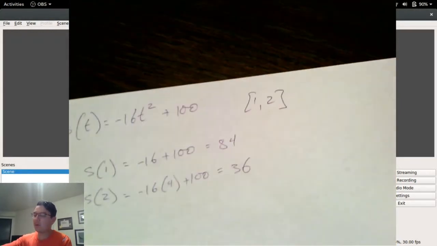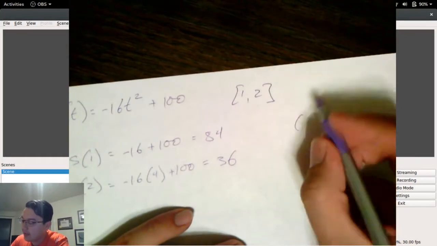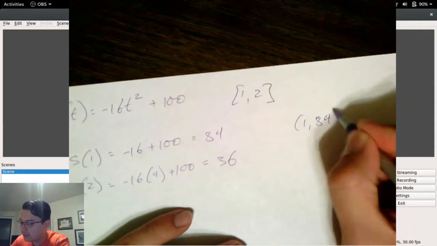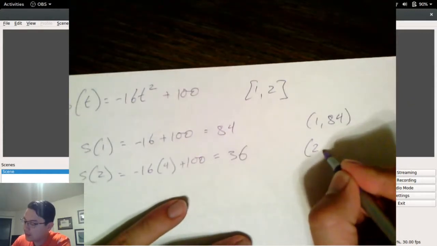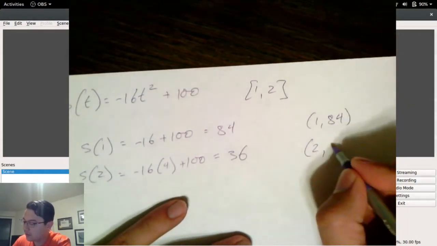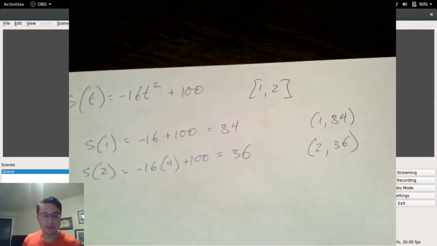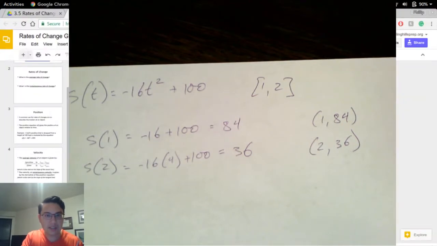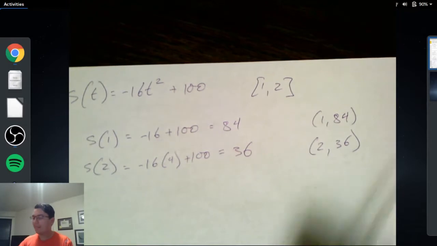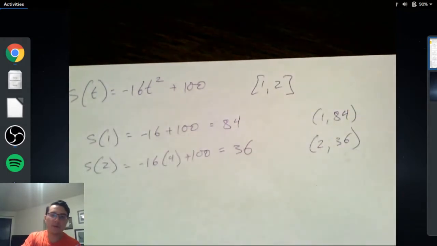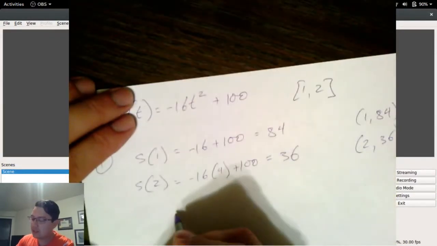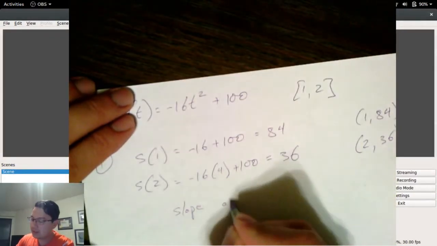So that gives us a couple of points to work with here. At 1 second, we have a height or position of 84, and at 2 seconds, we have a height or position of 36. They actually give us that the height is 100 feet, and we'll assume seconds. Okay. All right, cool. You have 2 points here. We are looking for average velocity. So average velocity is just the slope of the secant line.